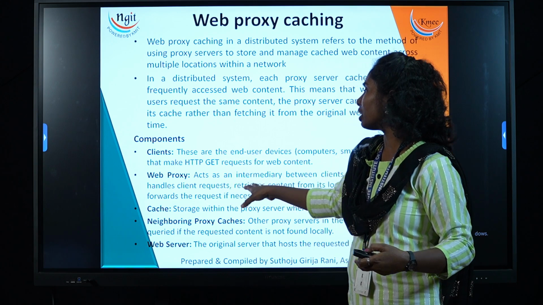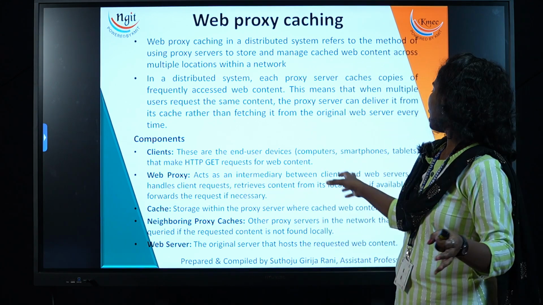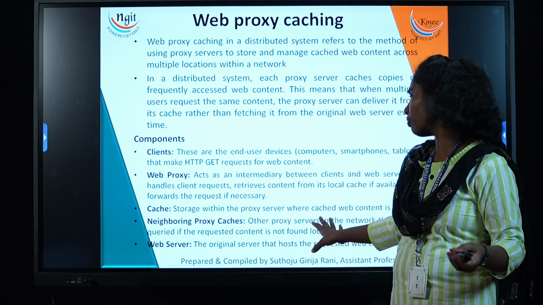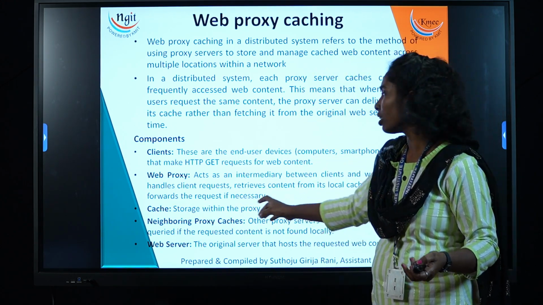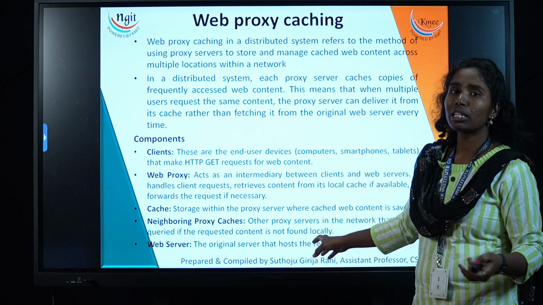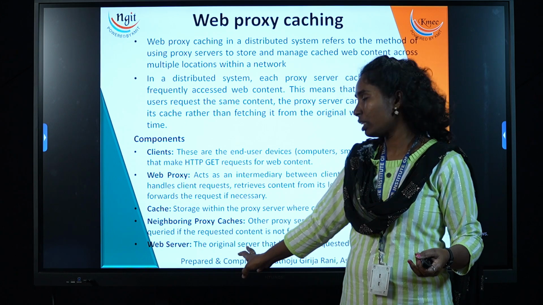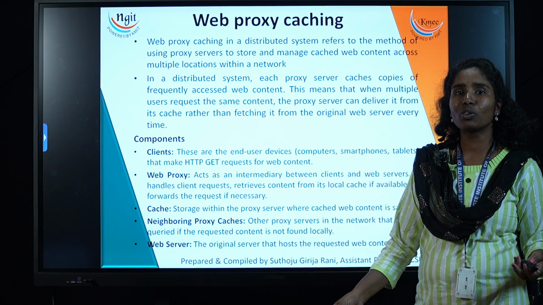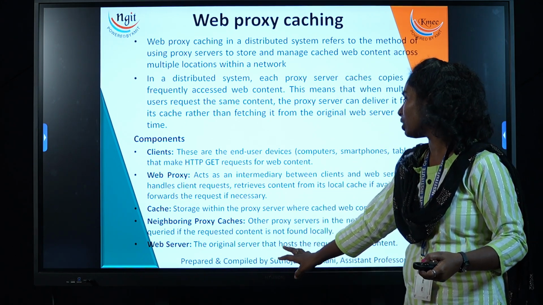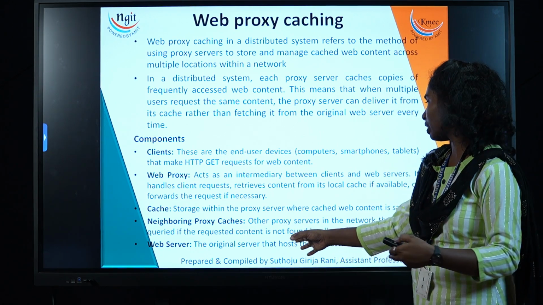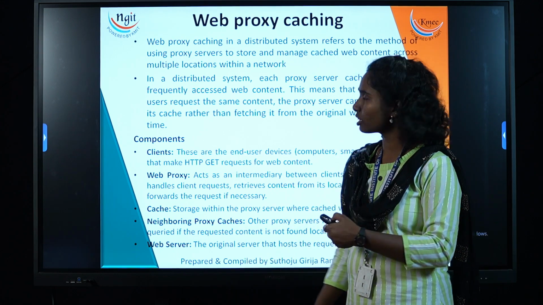The web proxy is an intermediate between your clients and the web servers, as we know. The cache is the storage of the frequently asked web content. The neighboring proxy refers to the other proxies in the network that can be queried if the requested content is not found locally. The web server is the exact owner of the content, the original server.